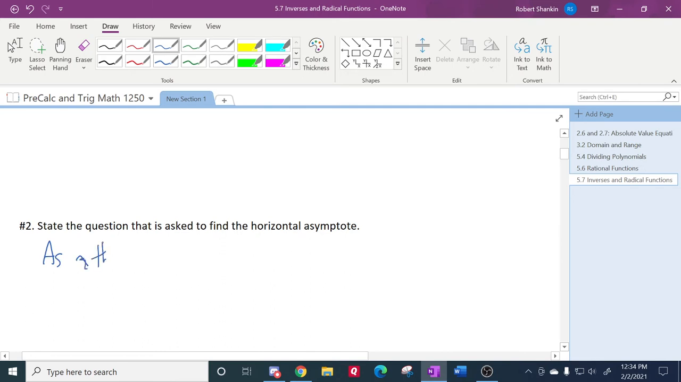As the input gets super large, what happens to the output?